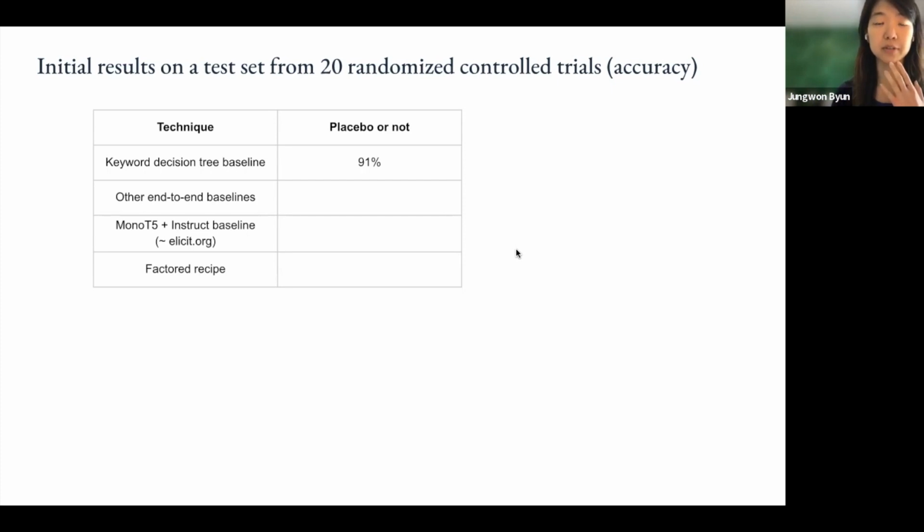So the results for each of these: the keyword decision tree baseline for placebo already gets you 91%. If you just Control F for placebo, more or less, and if it exists you say there's a placebo, that will get you to about 91% accuracy on the 20 different papers that we have. And that's okay, actually, because we intentionally chose the placebo task because it was so simple. We said, let's start with a very simple task. If we can't even do it for a simple task, that's a bit more concerning, because future tasks will seem a lot harder.